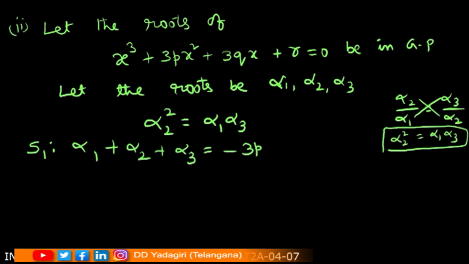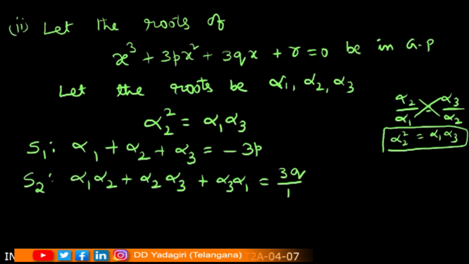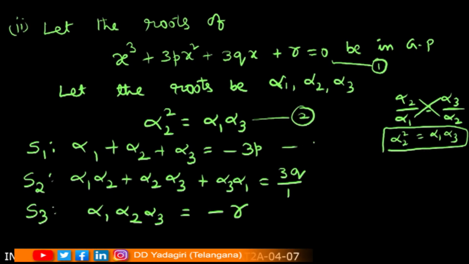Okay. S2 is alpha 1 alpha 2 plus alpha 2 alpha 3 plus alpha 3 alpha 1. See, this is equal to a2 by a0, which is 3q. S3, the product of roots alpha 1 alpha 2 alpha 3, is equal to minus a3 by a0, which is minus r. So these are equations 1, 2, 3, 4, 5.